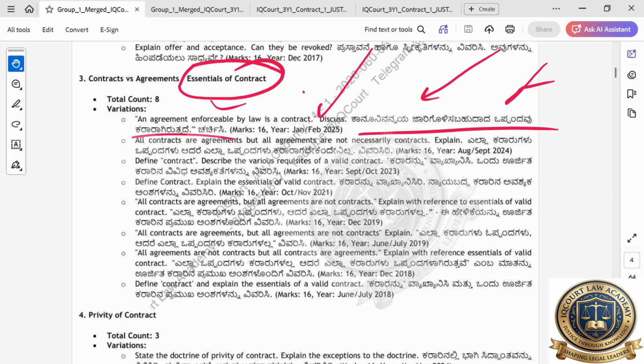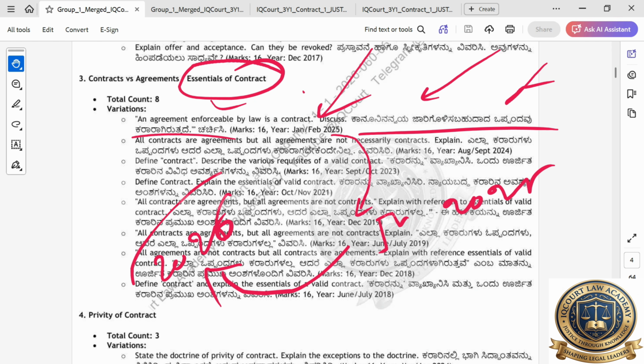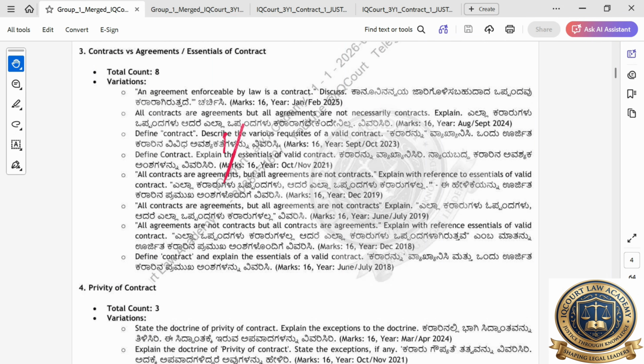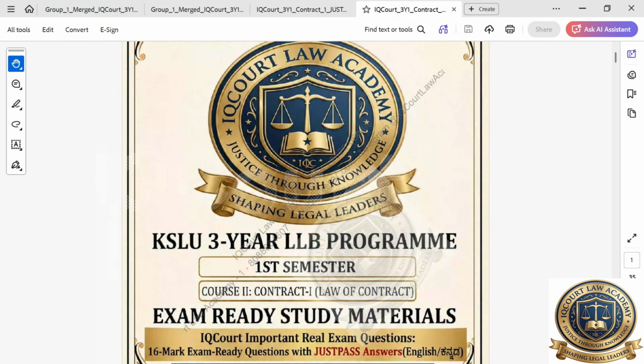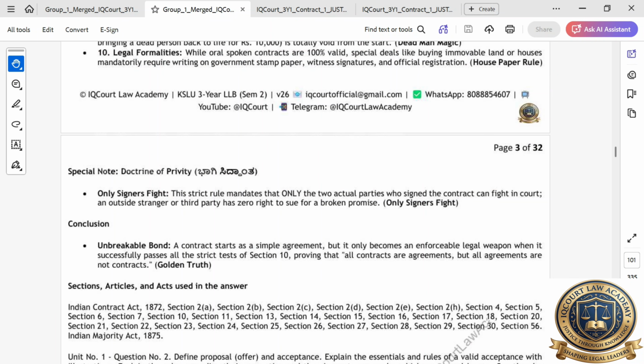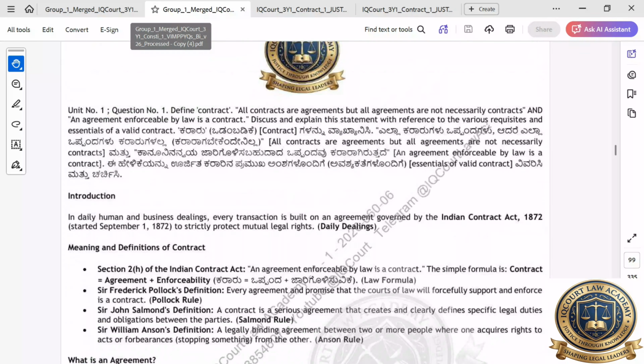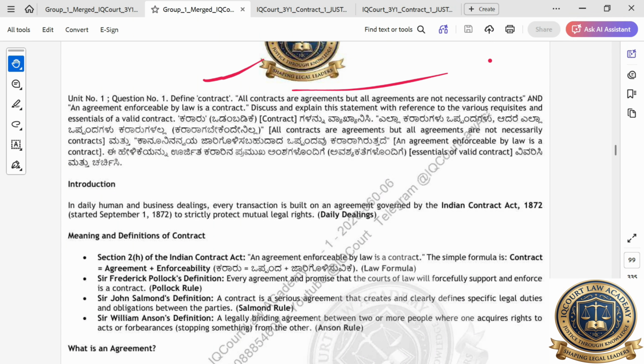This came in 2025, in July 2025, when the question paper came. Now this is 2026, so they may ask this question. All contracts are agreements, but all agreements are not necessarily contracts. Very easy question, don't get confused. This is the first question in our study material. Very, very basic, easy question. Define: all contracts are agreements, but all agreements are not necessarily contracts.